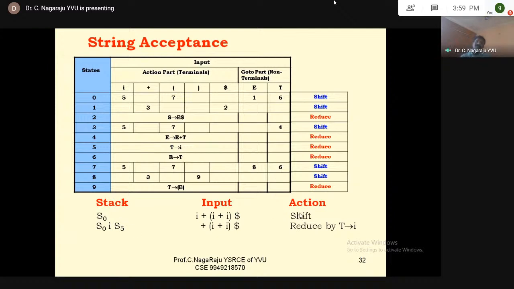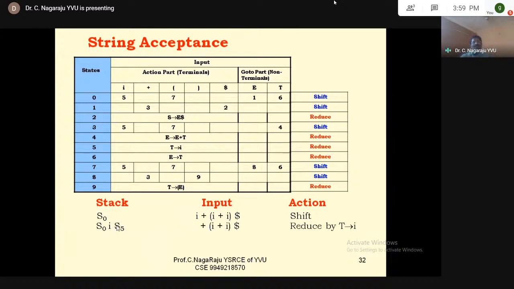And this is the shift operation, right? In the shift operation, exactly what are we doing? First we take state 0 within the stack. From state 0, on input I, it moves to which state? On input I from state 0, it moves to state 5. So we push that I as well as the state, that is I and S5.